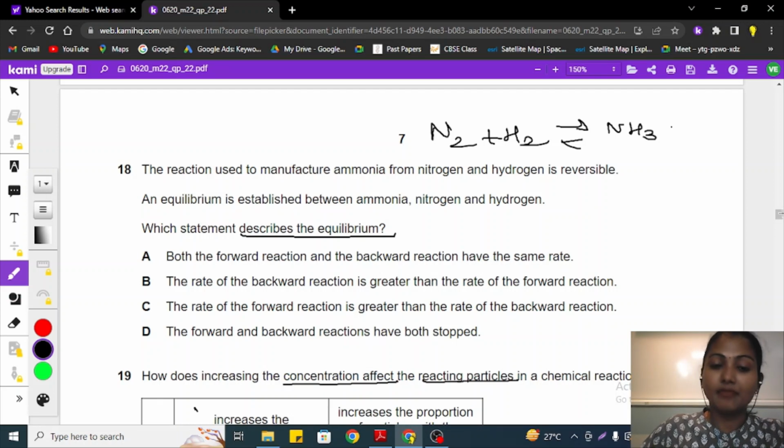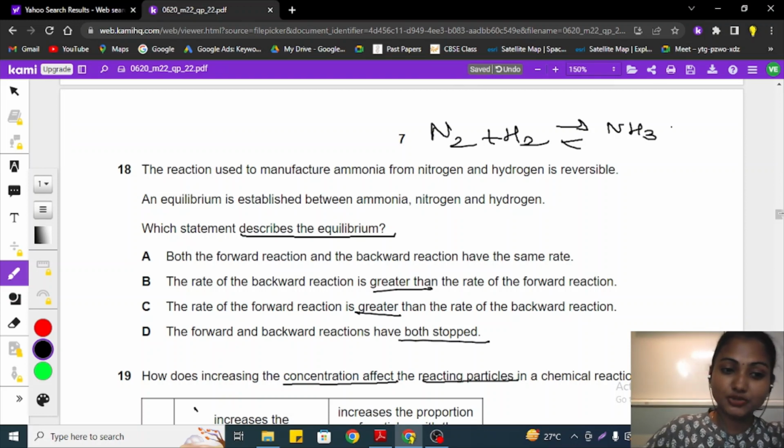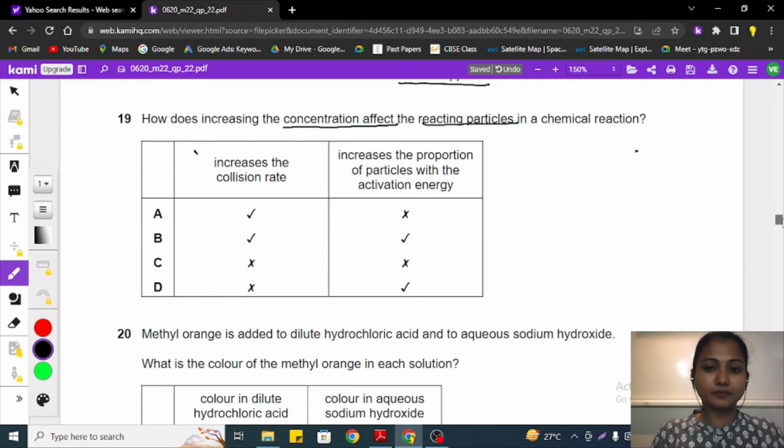Yes. The rate of backward is greater than forward? No. The rate of forward is greater than backward? No. Forward and backward reaction have stopped? No. It's a reversible reaction, it will keep on continuing. Therefore, the option A is correct. Let's move to the 19th question.